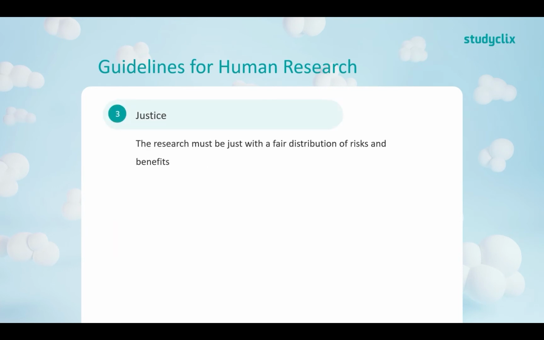Next, we have to have justice. The research must be just with a fair distribution of risks and benefits. We can't conduct research that has an uneven distribution of risks, with some populations being more at risk than others. We have to make sure it is fairly distributed.